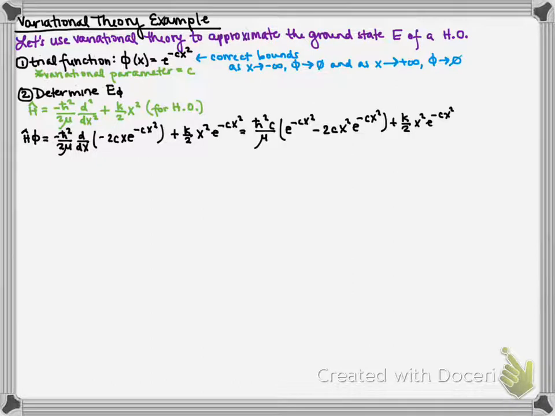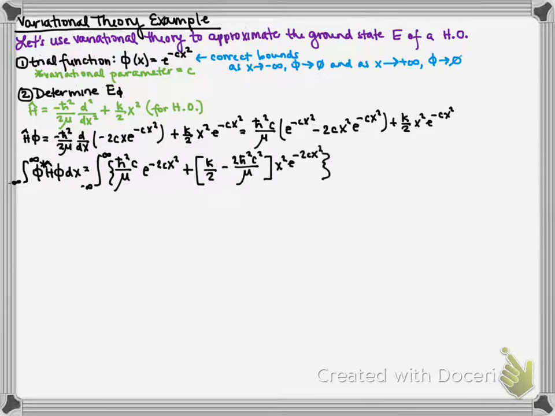Now we need to multiply that result by phi star and take the integral from negative infinity to infinity with respect to x. And so if we plug all of that in, all of our exponential functions are going to become e to the minus 2c x squared when we multiply by phi star. And if we notice, both of these functions, e to the negative 2c x squared and x squared e to the negative 2c x squared, are both even functions.